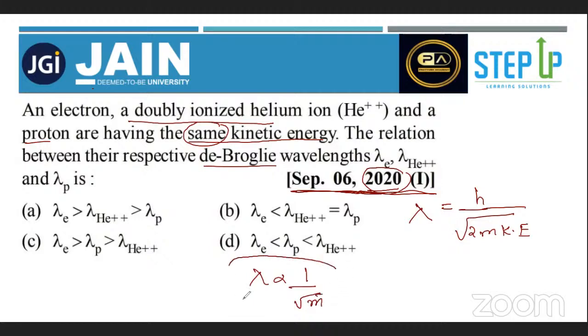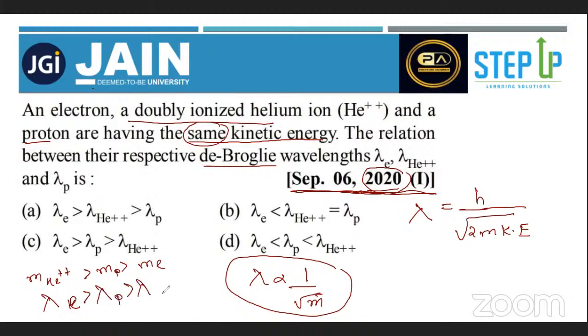Correct. Good. So I just have to see the mass of whichever is more. Whose mass will be more, lambda for that will be less. Mass of electron is less compared to proton and helium. So the mass order is helium ion, then proton, then electron. Lambda will be the opposite of this. So lambda will be highest for electron, then proton, and then helium.